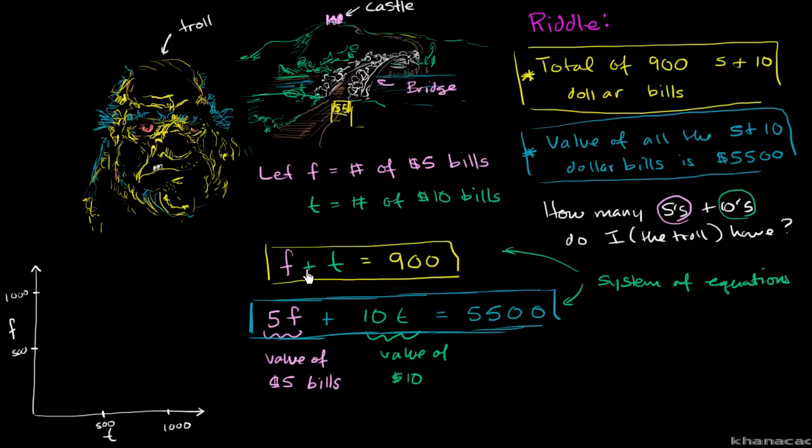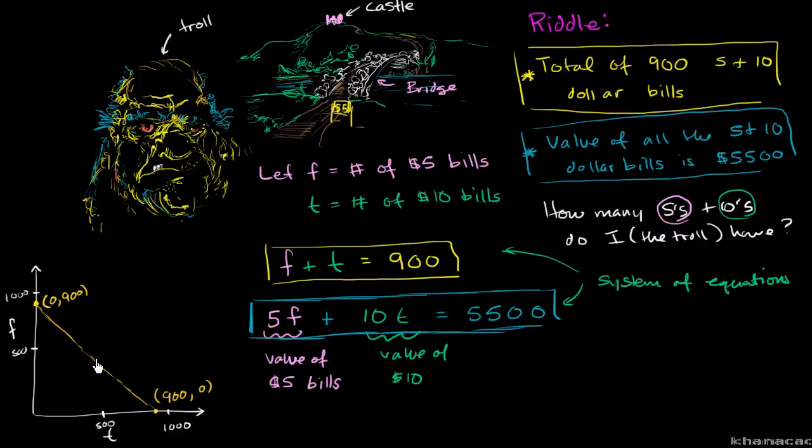So let's think about all of the combinations of f's and t's that satisfy this first equation. If we have no 10s, then we're going to have 900 5s. So that looks like it's right about there. That's the point: 0 10s, 900 5s. But what if it went the other way? If we have no 5s, we're going to have 900 10s. So all the combinations of f's and t's that satisfy this are going to be on that line right over there. I just draw a dotted line because it's easier for me to draw it straight. So that represents all the f's and t's that satisfy the first constraint.